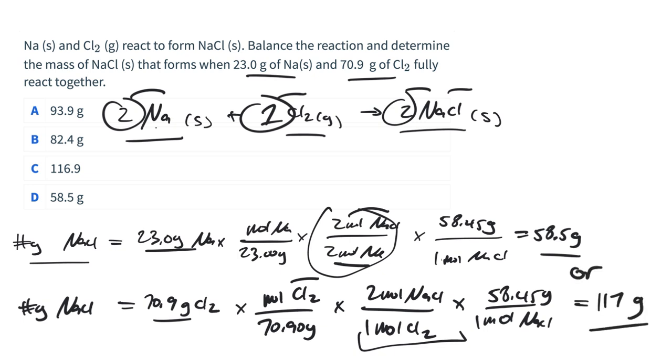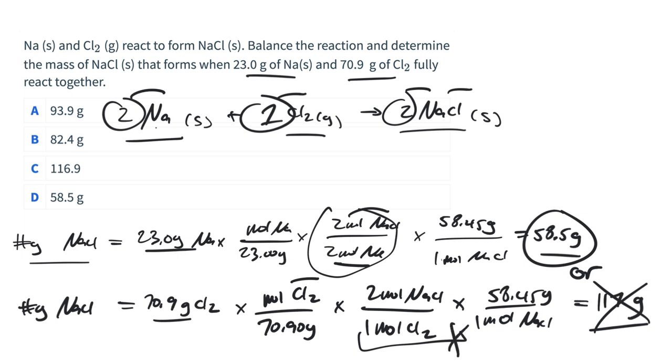Now, do you see, sometimes if we're not thinking of what the problem really means, we may make a mistake and choose the amount that's greater. We want the amount that's less, because the amount that's less means when we hit 58.5 grams of product, we've run out of sodium. So we have no sodium left over. We don't have enough sodium to continue to get to the 117 grams.